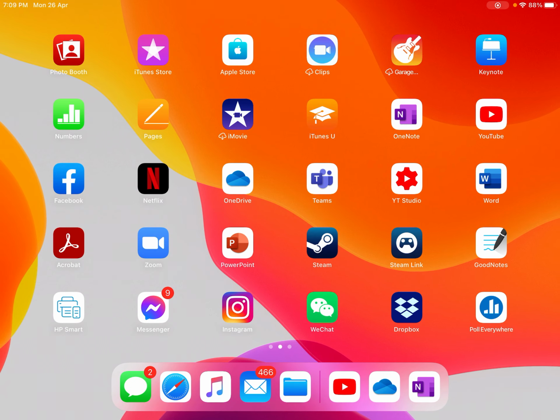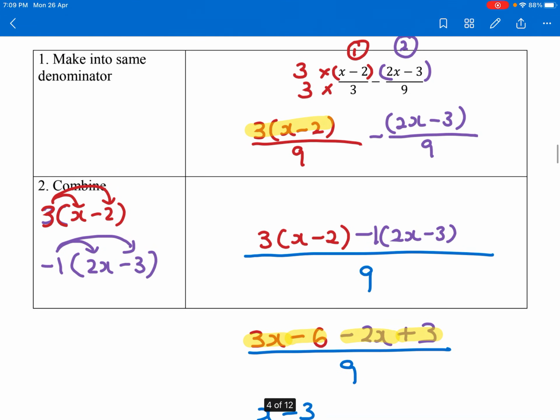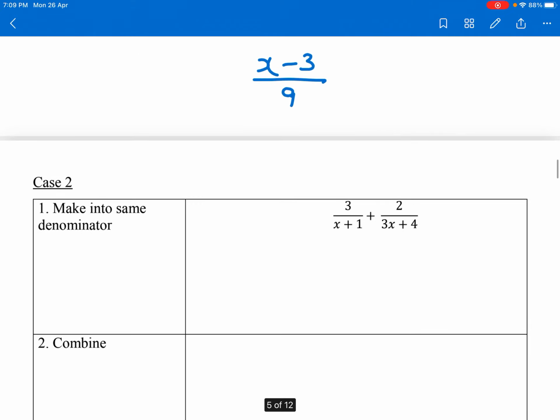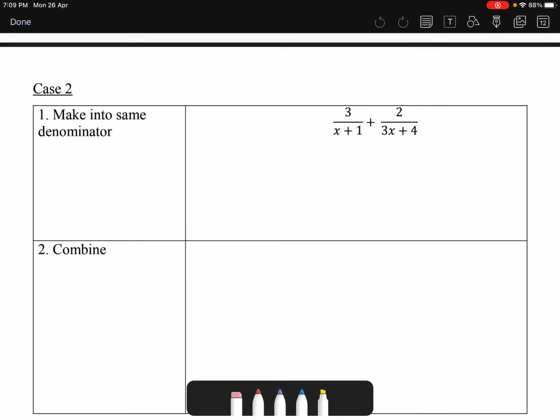Right. So let's go back. Remember to put your bracket. It's a very good habit. Okay, case 2. In case 2, you'll notice that my denominator, first term and second term.